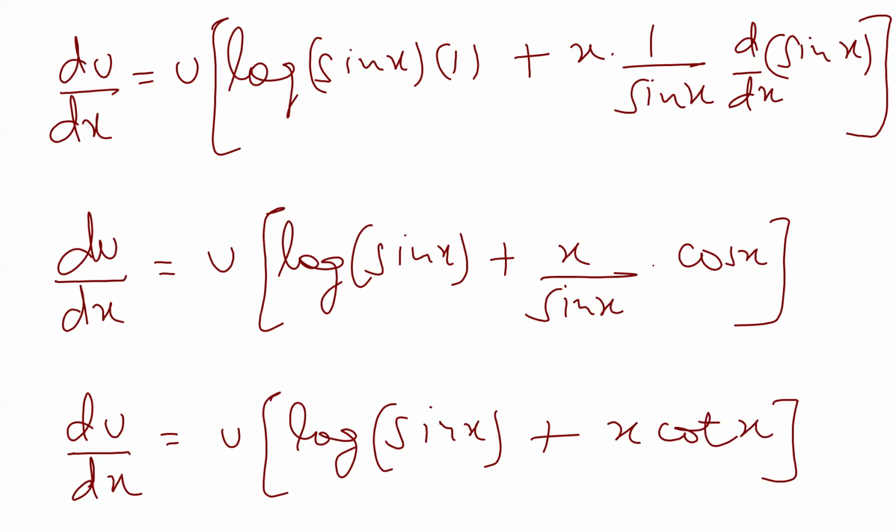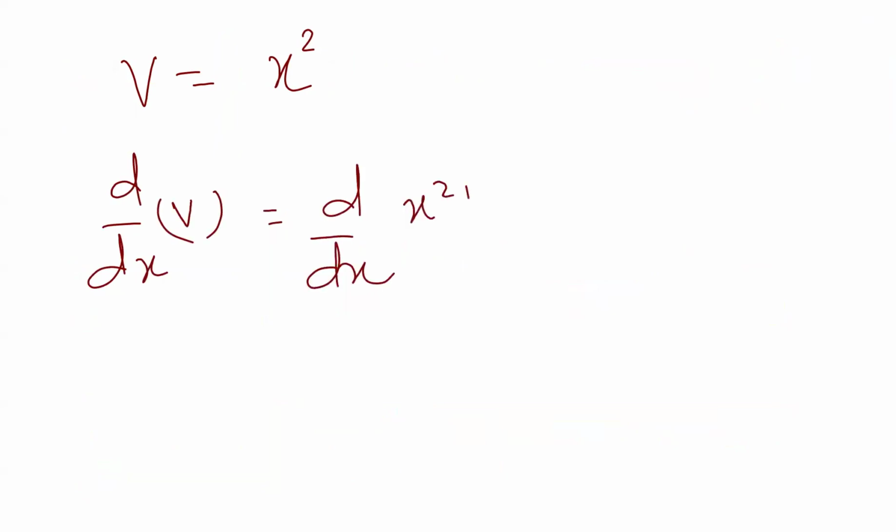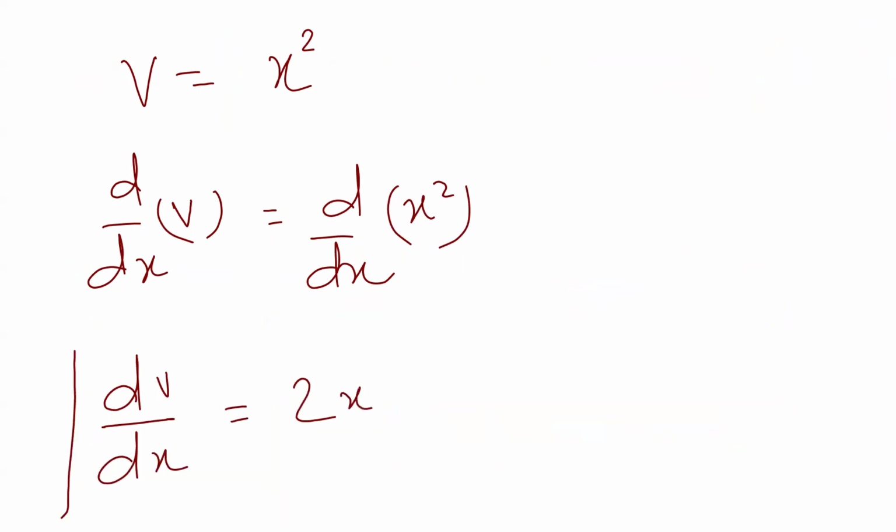Now let's go to v. Why are we supposed to go to v now? Because we are supposed to calculate dv by dx also. Fine, so let's go to v. V is equal to x square. That's a very simple term. No need of taking log and all over here. Direct derivative. dv by dx is equal to d by dx of x square, which is 2x. That's it. It was very plain and simple.